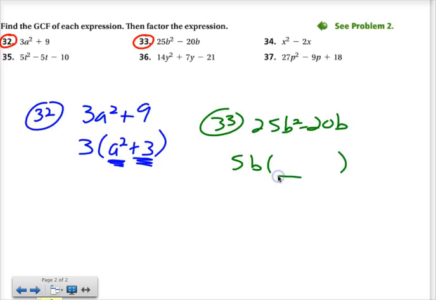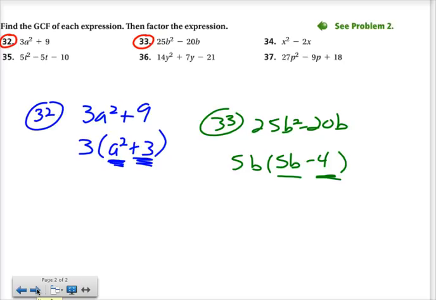So 5b times something gives me 25b squared. That something is 5b. And then 5b times something gives you a negative 20b, and that would be minus 4. Now again, I look at that and I realize, well, I don't have any more squareds in there, so there's nothing else I can do.